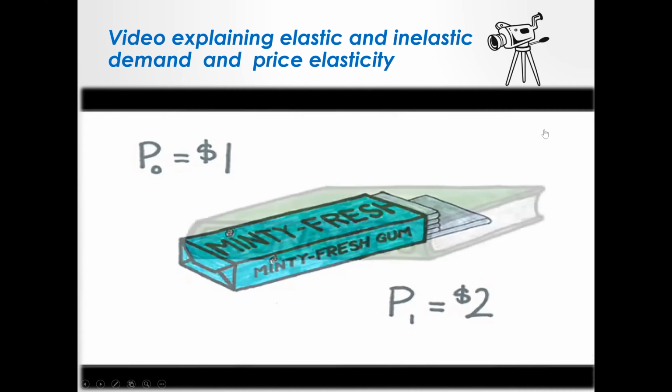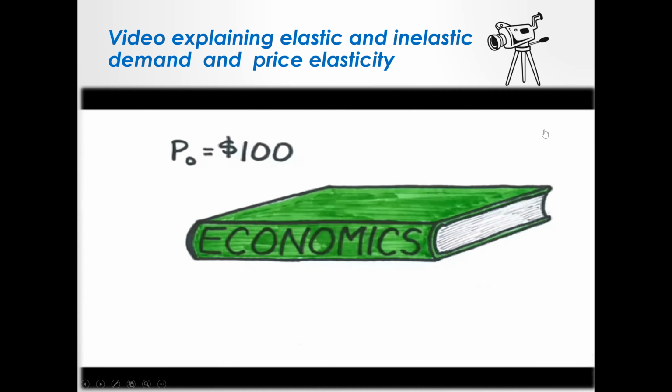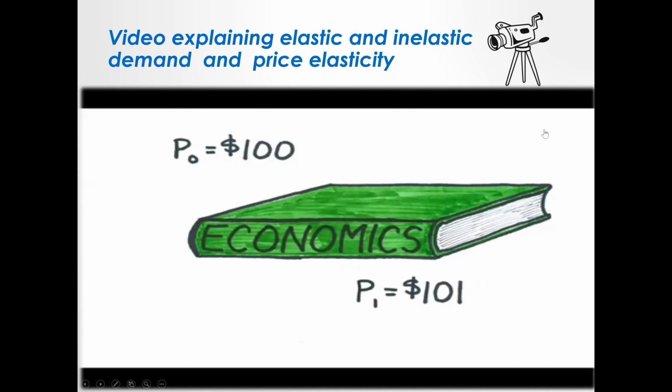What if we're talking about a textbook rather than a pack of gum? Originally, the price was $100, now it's $101. This is still an absolute change of $1, but is it a big change or a small change? In this case, it's a small change. Price has increased by 1%. Bottom line is that we need to know not only the dollar amount of the price change, but also how this compares to where we started.